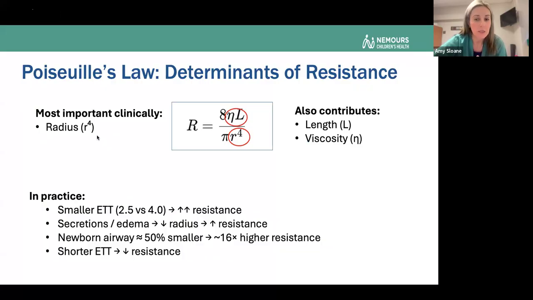And you can see this in practice. A small diameter ET tube, your 2.0s, 2.5s, has significantly higher resistance versus your larger 3.5s and 4s. Any secretions or edema in the airway can quickly worsen your ventilation, and neonates already inherently have much higher resistance because their airways are so much smaller. And then conversely, even something as simple as shortening or cutting the ET tube, which I know we don't all do as much anymore, can reduce resistance because it decreases the length of the airway, that L. But while all these variables matter, the radius still overwhelmingly drives what we see clinically.